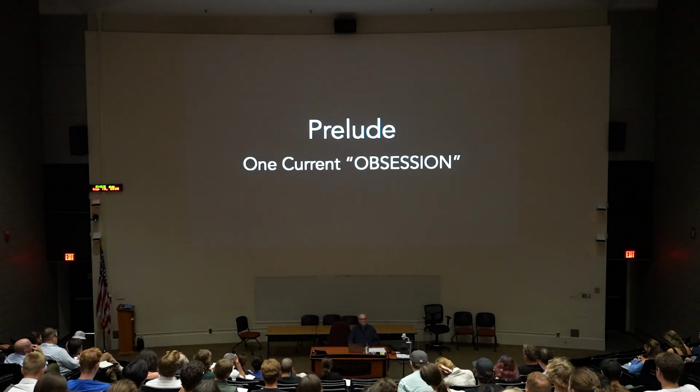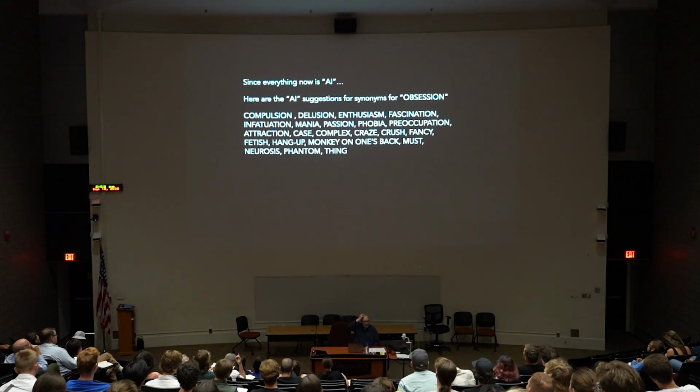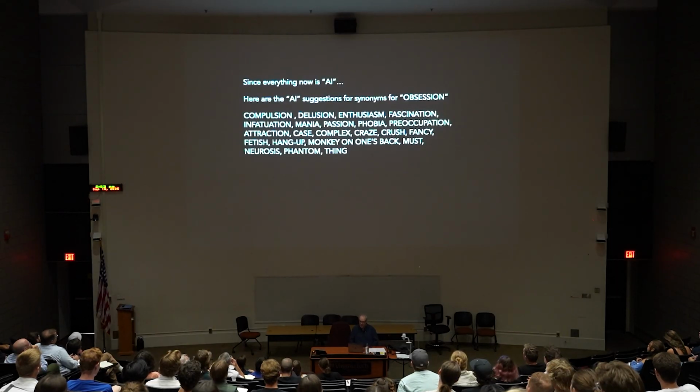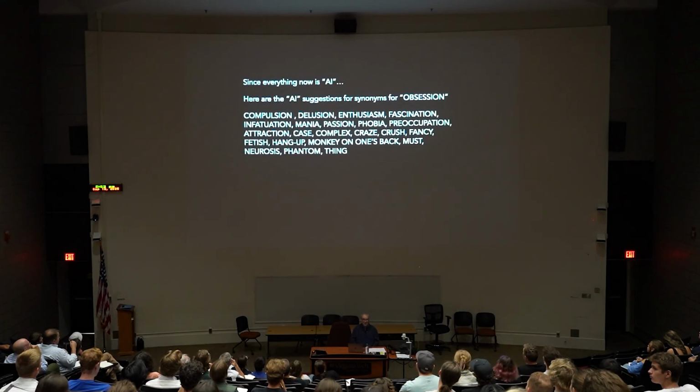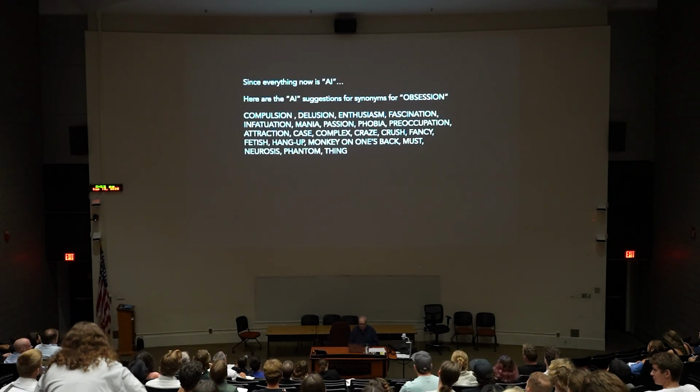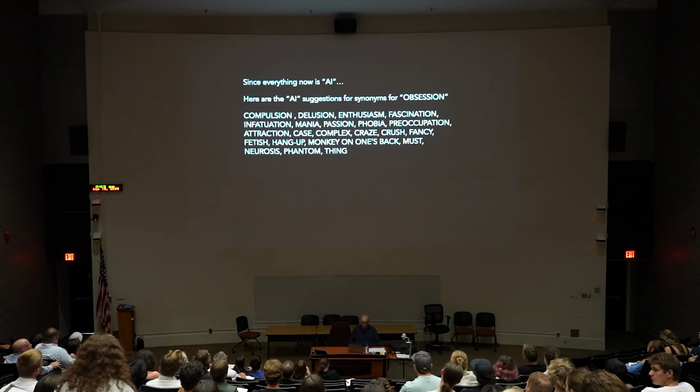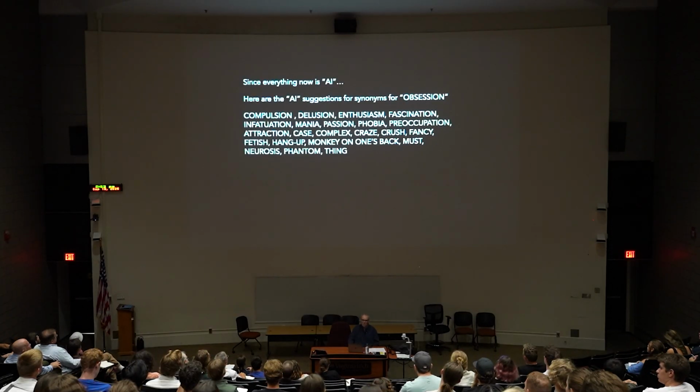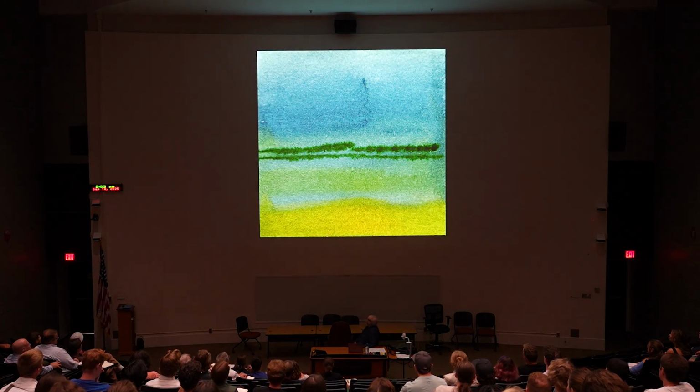So a prelude, and several people have told me this is an obsession. So since everything now is AI, I went to AI and asked for synonyms for this. So compulsion, delusion, enthusiasm, on down through these to crush, fancy, fetish, hang up, monkey on one's back, must, neurosis, phantom, and thing. I'll tell you what these are afterwards, and this is a chance to see them big, and I have no idea what it's going to look like on the screen. So be patient for a couple minutes here, and there's a number of these, and take a look at them.